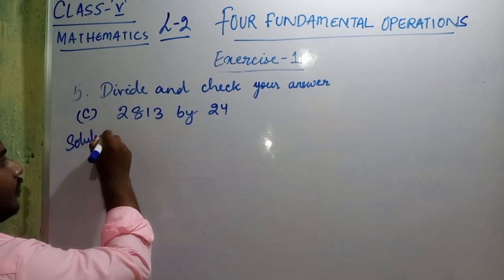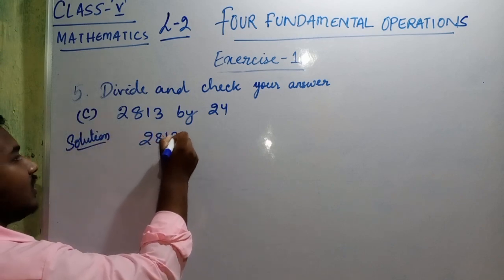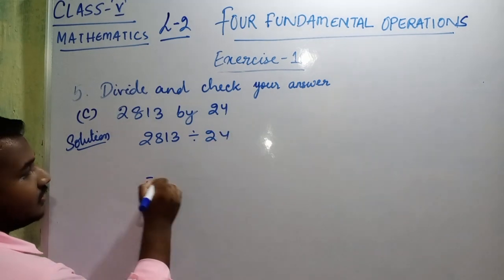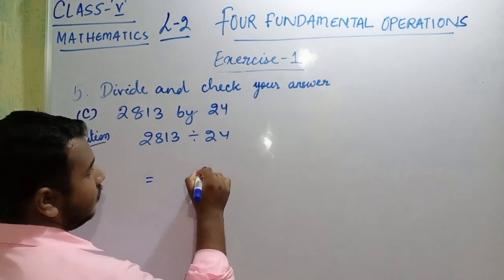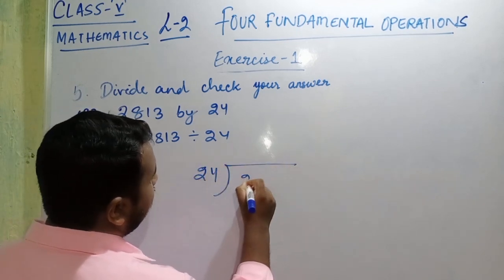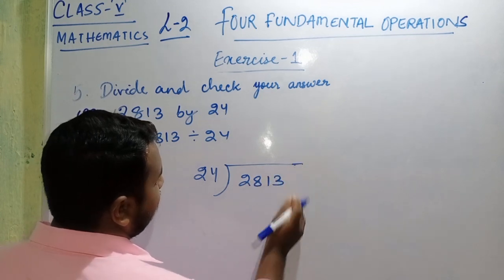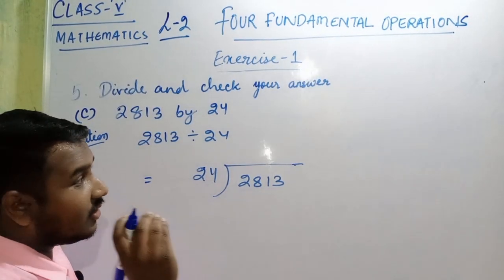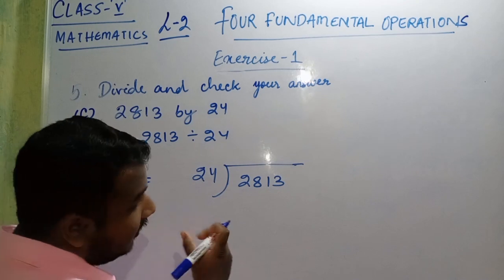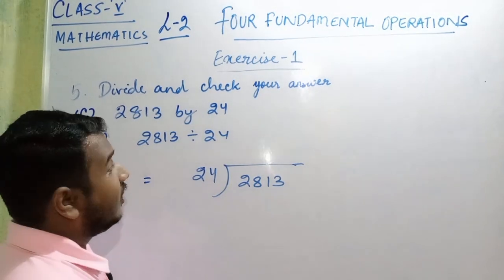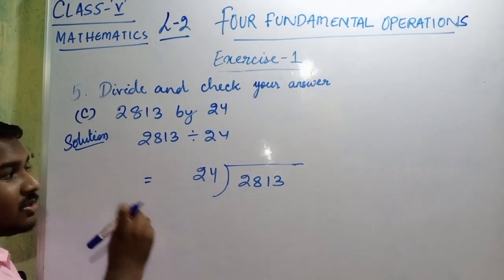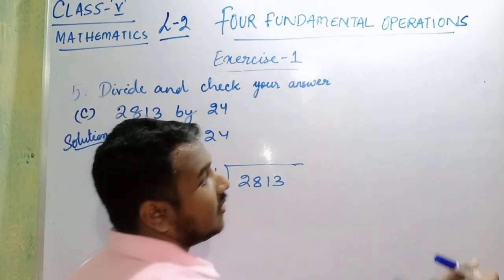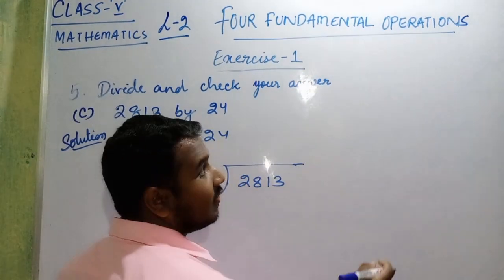So first what will you write? Solution: 2813 divided by 24. So you will write here like this: 24, then 2813. Yes or no? Now, most of you, while dividing, you don't know where it will come. Yes or no? So that is an important thing. First I will tell you one easiest way. For 24, what you will do is make a table on your rough side. A table like this.